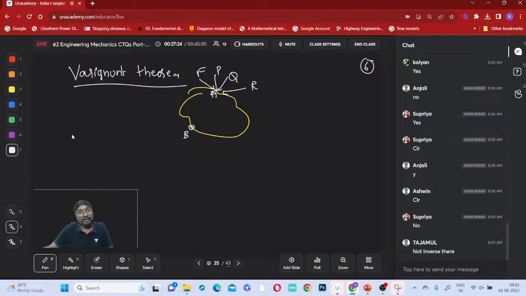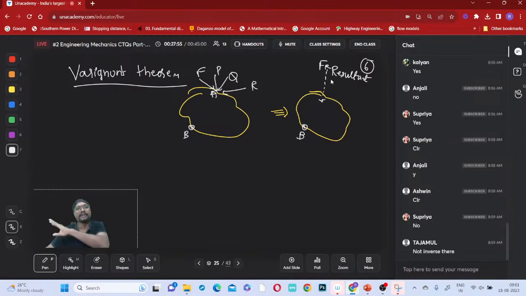So these concurrent forces will be creating some moment about a point, point B. Now we will be replacing all the forces with the resultant force only. Let us say this is the resultant force, F resultant. Now the resultant force will be creating that same moment about this B as that of the original. That is Varignon's theorem.